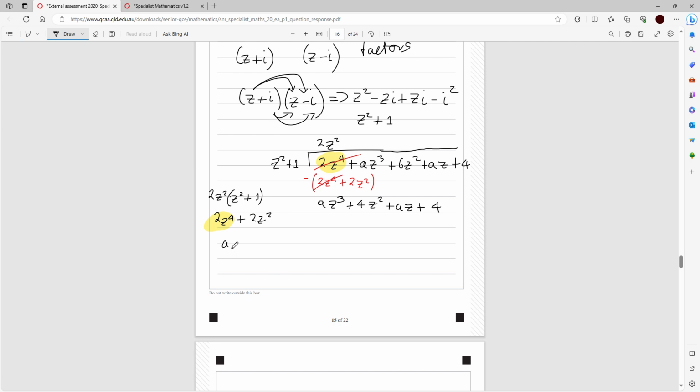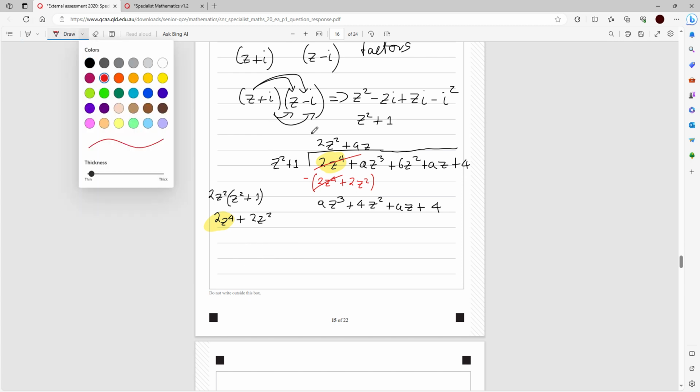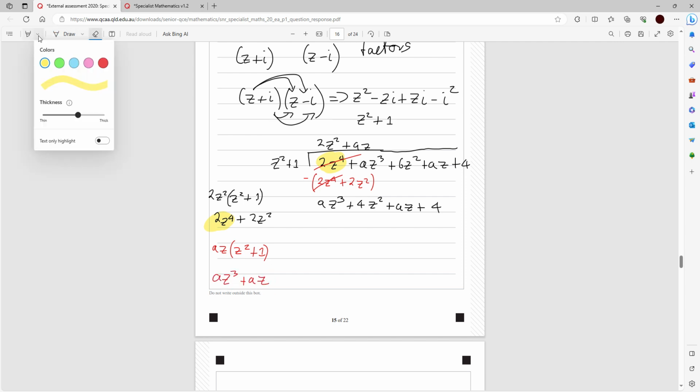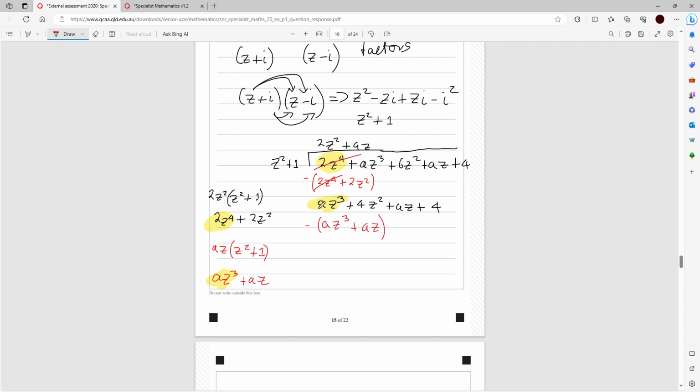So az cubed divided by z squared is just az. So that's your next term there, plus az. Rubbing that out because I need all the space I can get. Then you take your az and multiply by this. So you get az cubed plus az. And you'll see this is the same as that, so you've done it right. Then you go minus az cubed plus az, cancels, and that actually cancels as well.